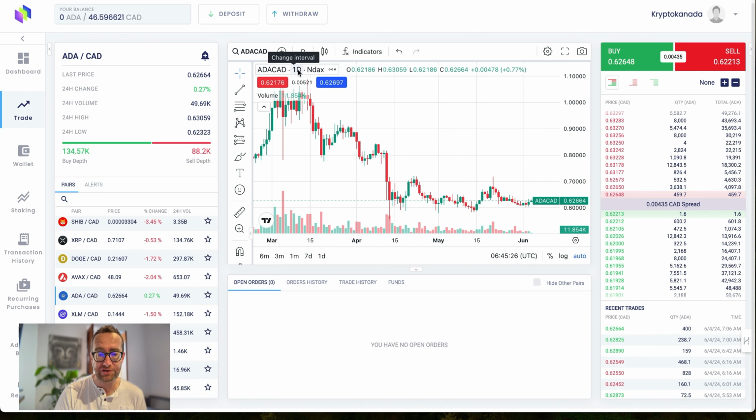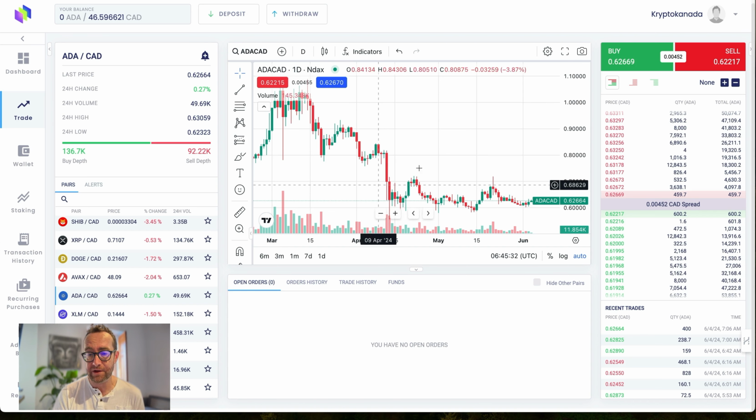Now you can change the interval. Again, as I said, I like to keep things on a longer term time frame, so I know how things are actually moving because I'm not looking to make trades that day. So you'll see here that this is very nice. They'll show you the buy and the sell.